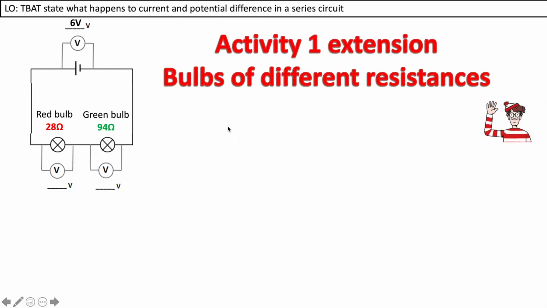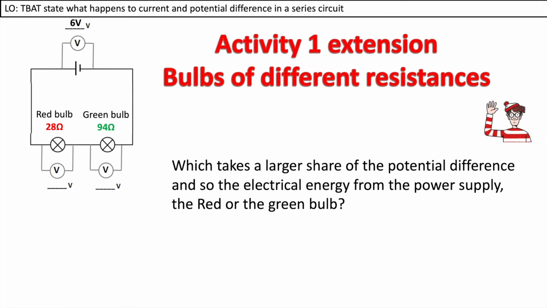So in this activity, we can look at what happens when we put bulbs of different resistances in series to see how they share the voltage. We've got a green bulb with 94 ohms and a red bulb with 28 ohms. They're called red and green because of the painted dots on them, so we can identify which is which. So which takes the largest share of potential difference voltage and so the electrical energy from the power supply? Will it be the red or the green bulb?